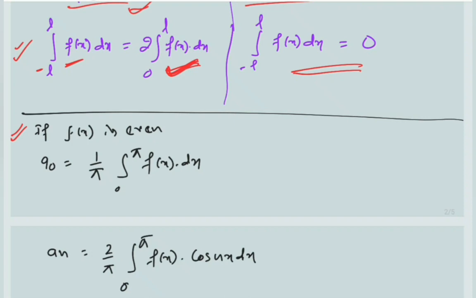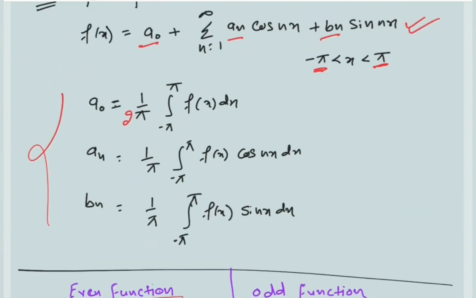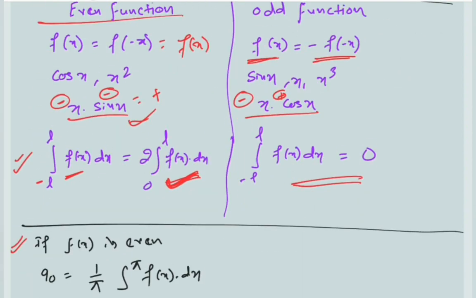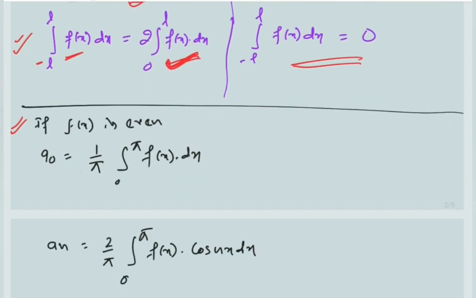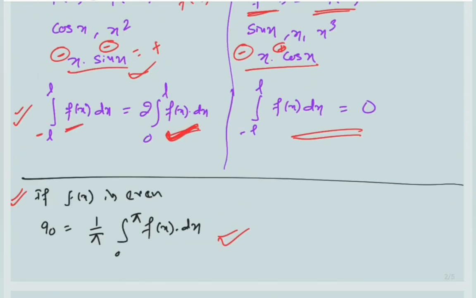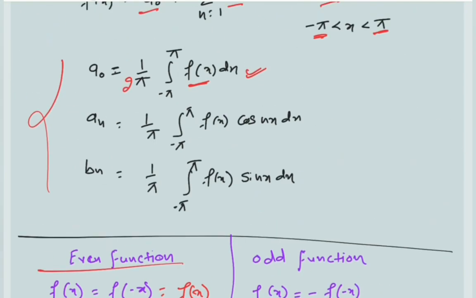In the Fourier series, if f(x) is an even function, then the value of a naught is 1 by pi times the integral from 0 to pi of f(x) dx. How? Because you know a naught is equal to 1 by 2 pi times the integral from minus pi to pi of f(x) dx. So in this expression, if f(x) is an even function, it will be reduced to 2 times the integral from 0 to L. Similarly, there is a 2 pi, so the 2 will get cancelled, giving 1 by pi times the integral from 0 to pi of f(x) dx.